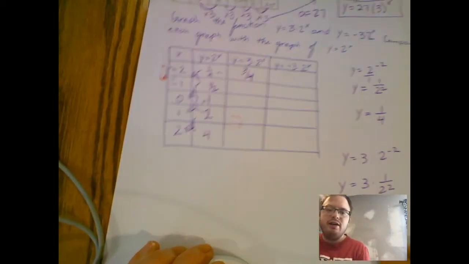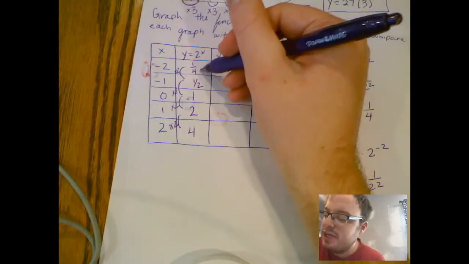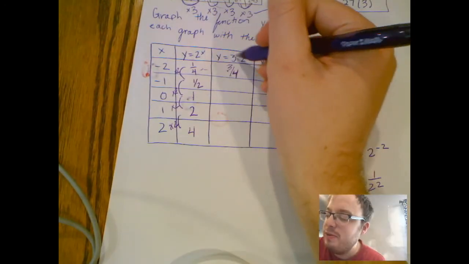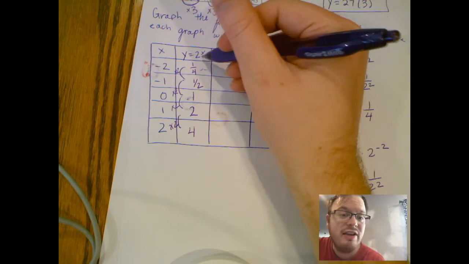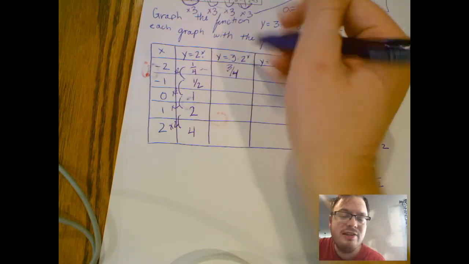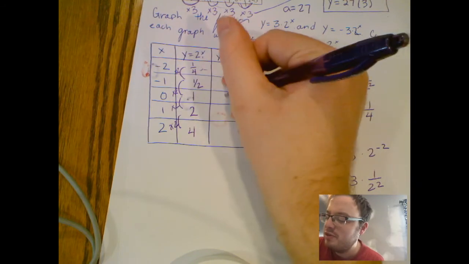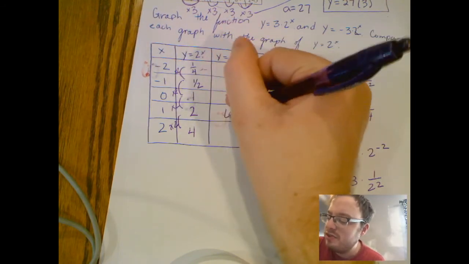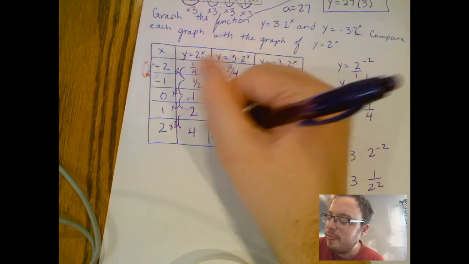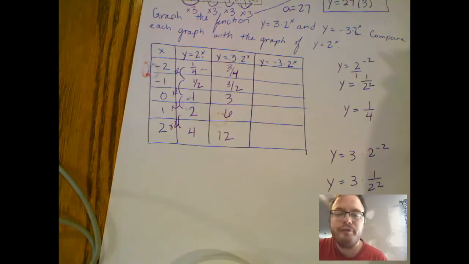And so like I said, all we're really doing is taking this number and multiplying it by 3 because that's what the rule says. Taking this and multiplying by 3 to get this. And so I'm going to continue doing that throughout. This is 3/2. 1 times 3 is 3. 2 times 3 is 6. 4 times 3 is 12.